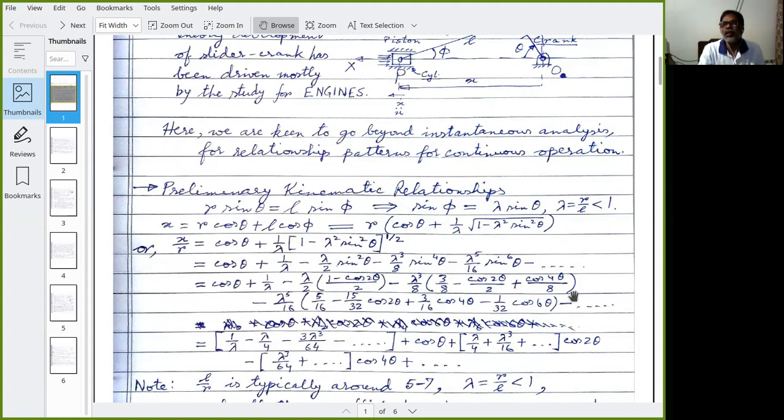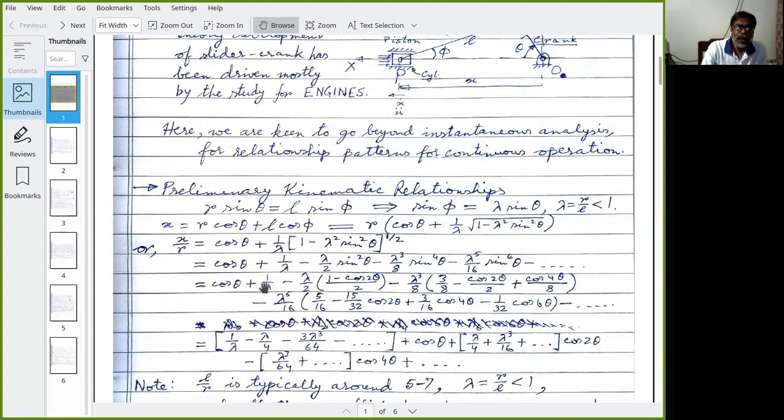But you don't need to go too far because lambda being less than 1, so that also 0.2 or even less, lambda cube, lambda to the power 5, etc. will become extremely small. Okay. So you typically don't want to go too far.